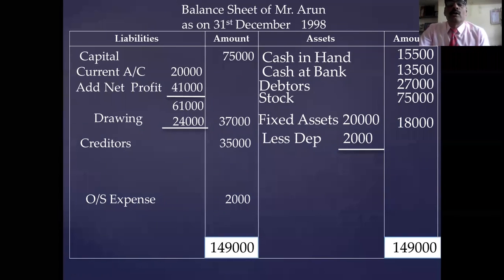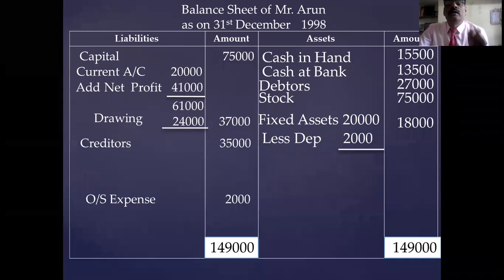In this problem, the main key is in your P&L account. So up to the P&L account, you have to move. And after getting the key in the P&L account, you have to search all the items. This is the point you remember.